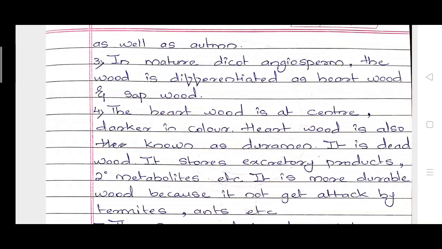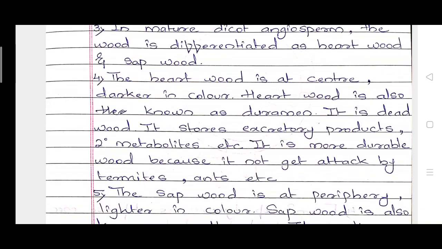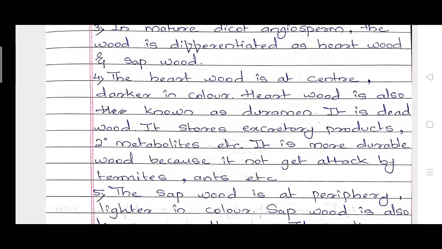So this wood is more durable, and it cannot be attacked by termites, ants, etc. This hardwood is very durable and strong because it contains some excretory products like gums or resins that are excreted into the hardwood. Also some secondary metabolites like flavonoids and alkaloids are present in the hardwood, and because of these products, it will not be attacked by termites or ants.